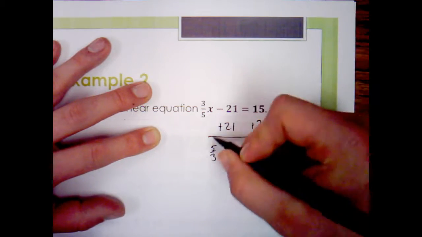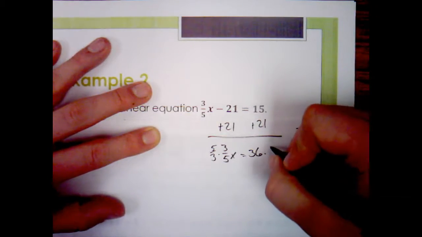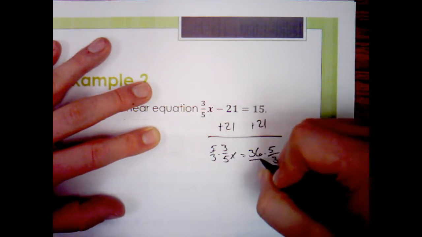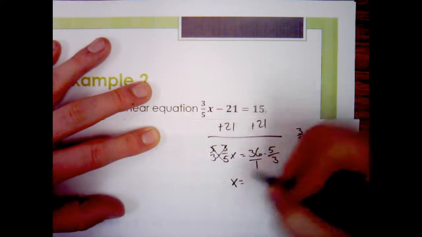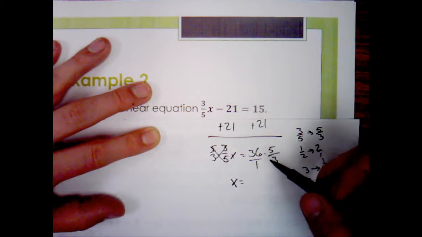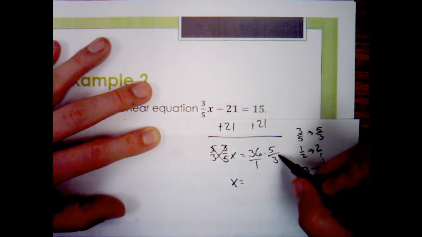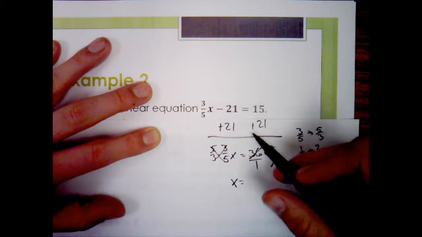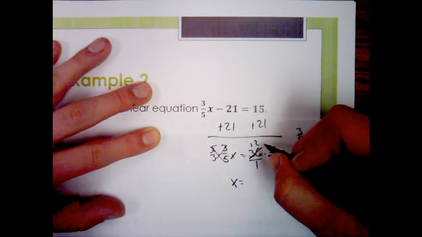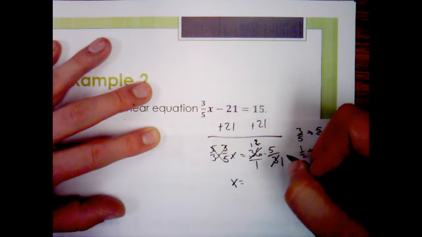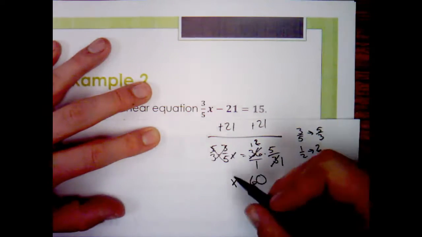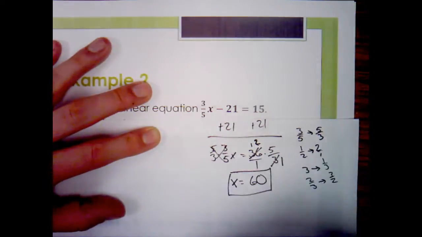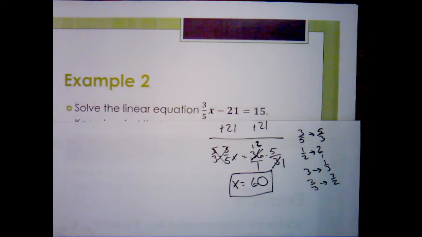5 over 3. Whatever I do to one side, I do to the other side. That is my multiplication property of equality. These cancel. I'm left with x is equal to, now I can do some cross reducing just like I did in the 7th grade. This is a 3 on the bottom, that goes to a 1. The 36 on the top now becomes a 12. So I'm left with 12 times 5. 12 times 5 is 60. So x equals 60. The value of x that makes that equation true is 60.